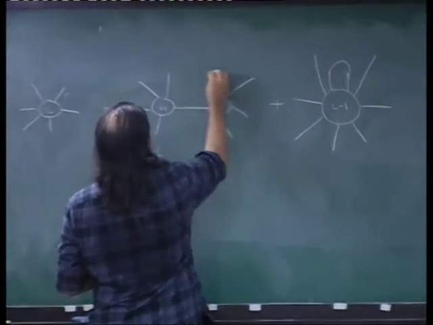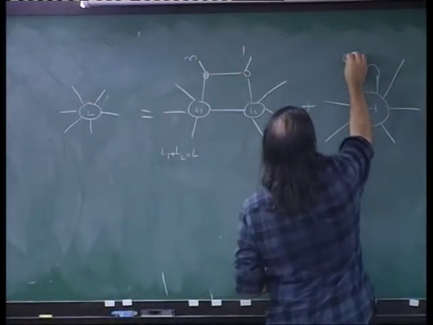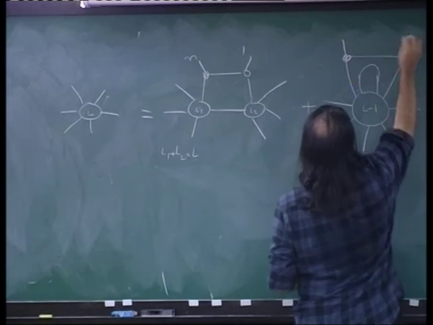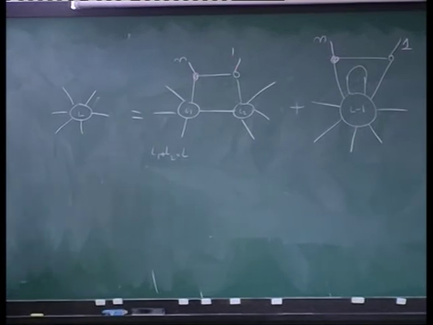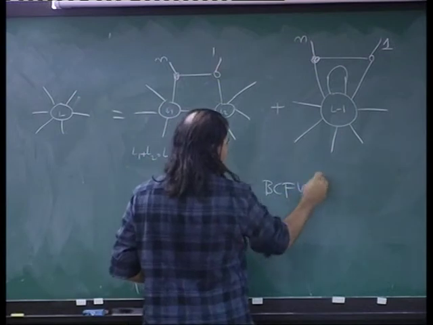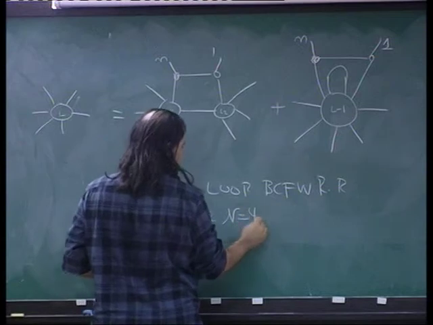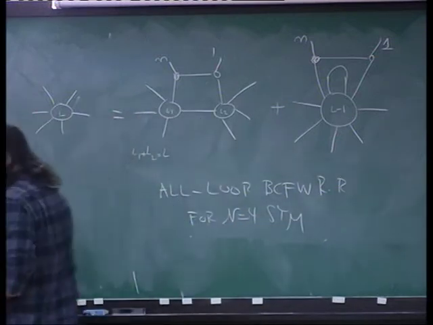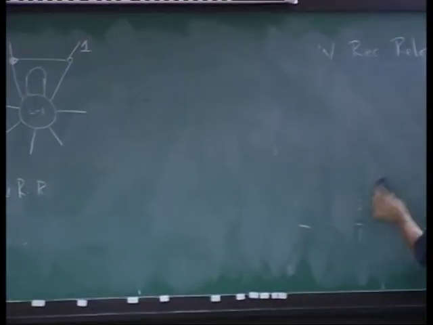And so you won't be surprised that the solution here was to put a bridge on n and 1. Okay. And this is the all-loop BCFW recursion relation for N=4 super Yang-Mills. We don't have to draw diagrams, and we can draw diagrams. You can also just do it all mechanically on the computer. You can do the algebra by hand if you want. Okay.